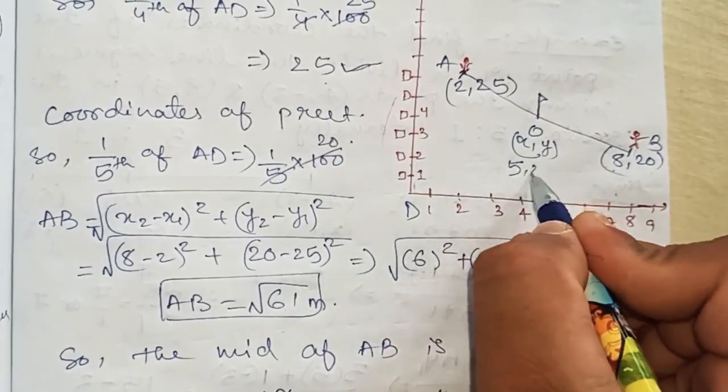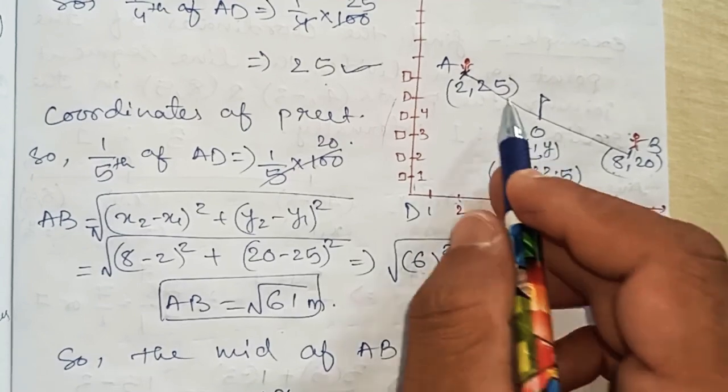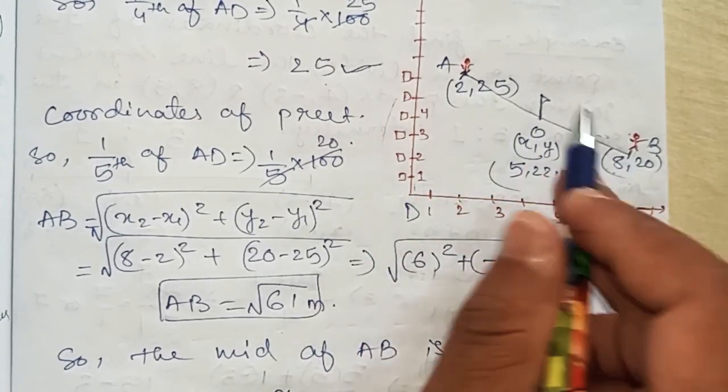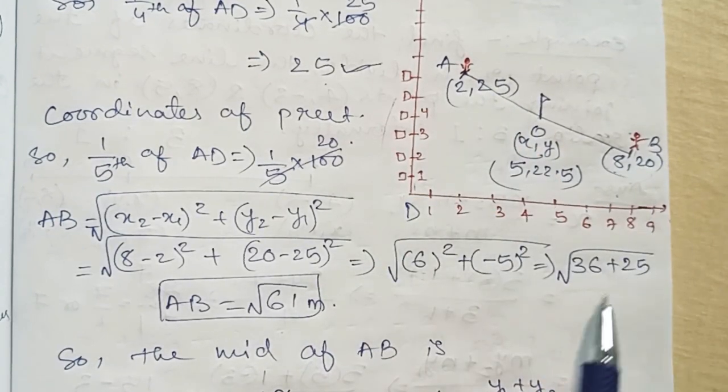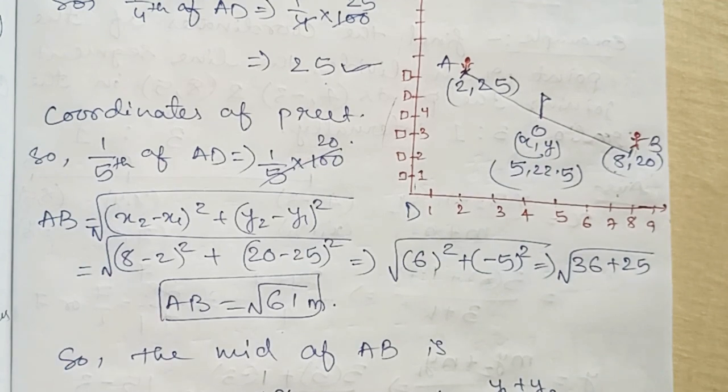Here Rasmi has to post the blue flag which will be halfway between Niharika and Preet. Okay, so in this way we can solve this question.